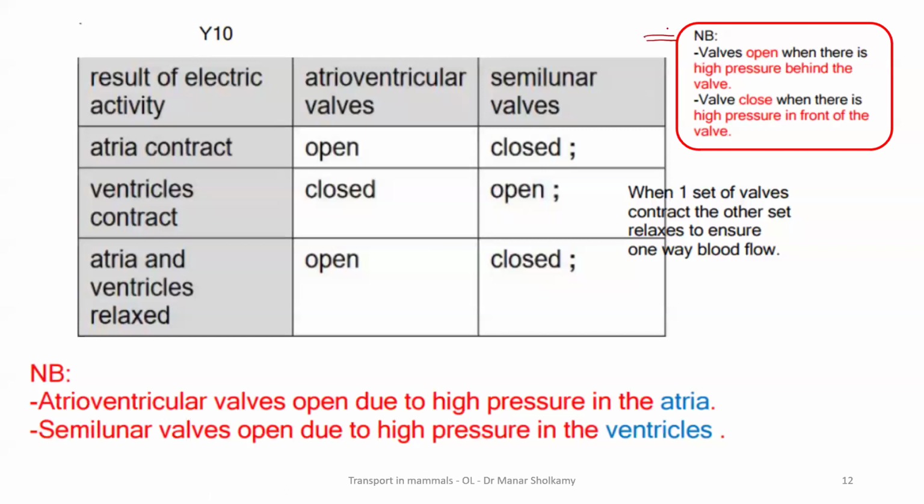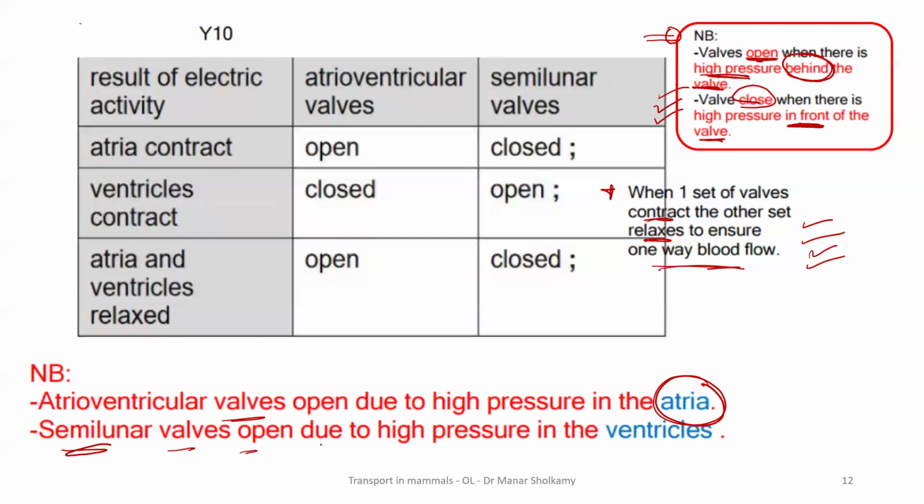So let's look at this NB. Valves open when there is high pressure behind the valve, and valves close when there is high pressure in front of the valve. And these valves are antagonistic. When one set of valves contracts, the other set relaxes to ensure one-way blood flow. This should be understood. Atrioventricular valves open due to high pressure in the atria. Semilunar valves open due to high pressure in the ventricles.